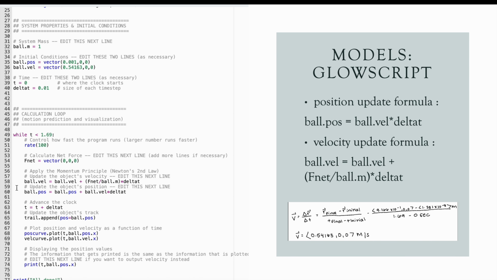Our next model is the GlowScript model, which uses our initial conditions, calculated below, as well as the velocity update and position update formulas in order to predict the position of the object in ideal settings. Our position update formula can be seen in the code as ball.pos equals ball.pos plus ball.velocity times deltat, while our velocity update formula can be seen as ball.velocity equals ball.velocity plus Fnet divided by ball.mass times deltat.